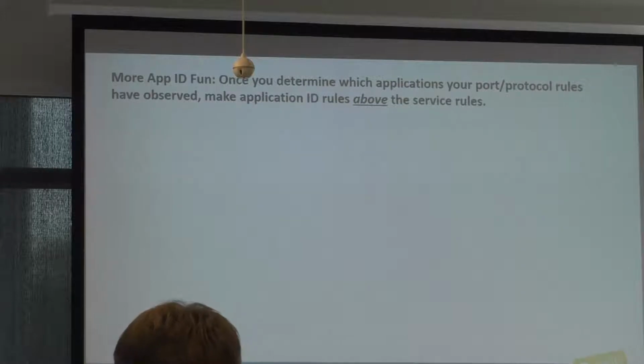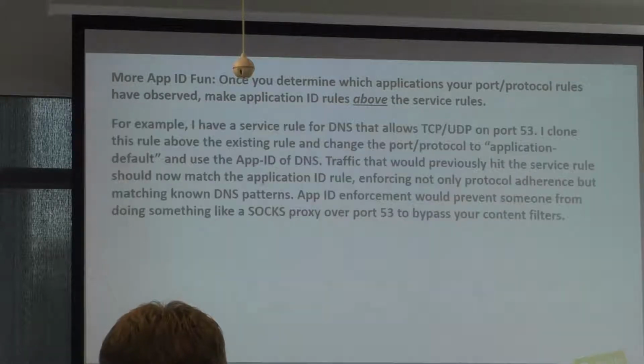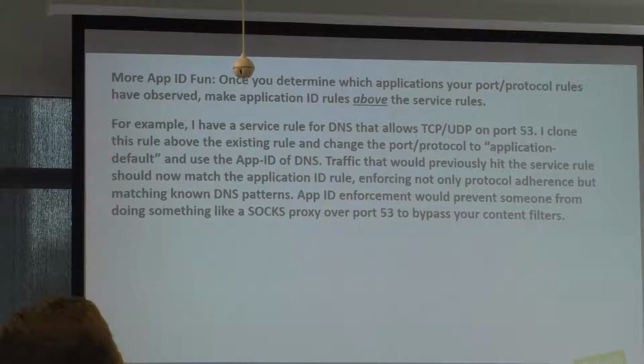Again, Ben already mentioned this earlier, so I don't necessarily need to go through that again. You want to make the app ID rules above the standard port protocol rules, and that'll allow the traffic to go through. Because if it's already hitting the service rules, then it's going to hit them even if the app ID rule is incorrect. But once you get to the point where you've got the app ID rule tuned, and you don't see any more traffic hitting that port protocol rule, then you can typically safely disable that port protocol rule, and then after a while you can delete it.